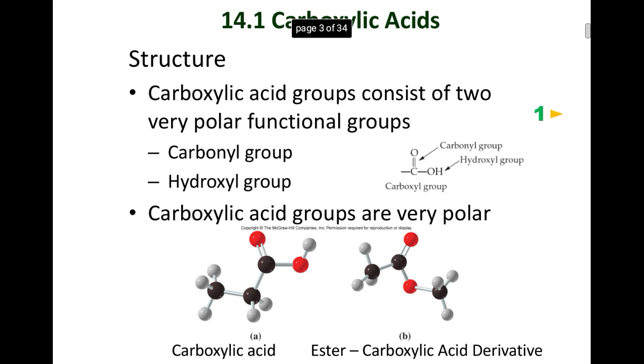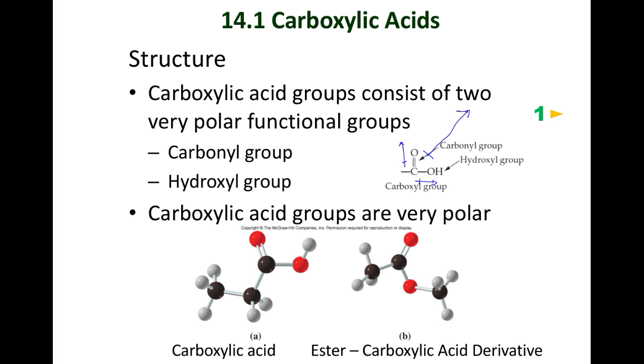So the structure of a carboxylic acid. A carboxylic acid group consists of two very polar functional groups. They have not only the carbonyl group, but they have a hydroxyl group. If you look at this little picture of a carboxyl group here on the side, you can see that there's a dipole between carbon and oxygen because there's a difference in electronegativity there of about 1 unit, because carbon has a value of about 2.5 and oxygen is about 3.5. And I have another dipole moment going this way between this carbon and this oxygen. So overall, if I add those two vectors, I can see my net vector would be something like this. That shows you that carboxylic acids are very polar molecules.